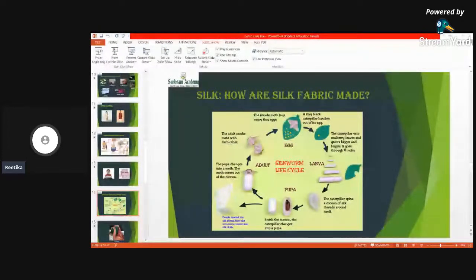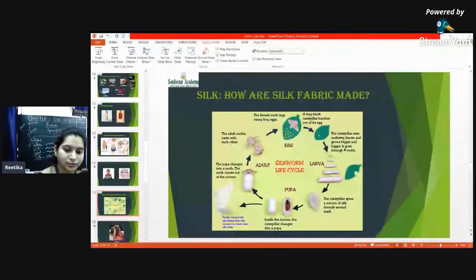Majnu, you are asking what is spinning. So, beta, when the fiber is converted into yarn, what we do is we just twist it. Yes, and that twisting is the process which is called spinning. When we twist a fiber and convert it into yarn, then that process is known as spinning. Okay. Now can we continue?